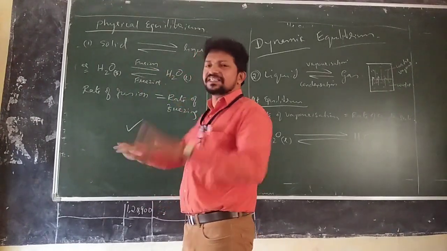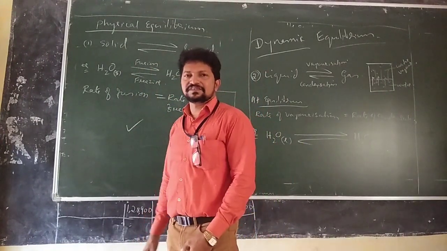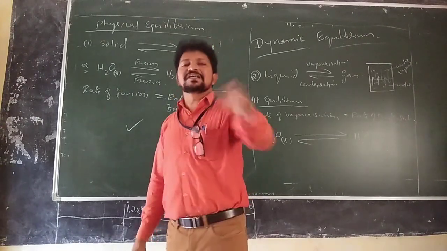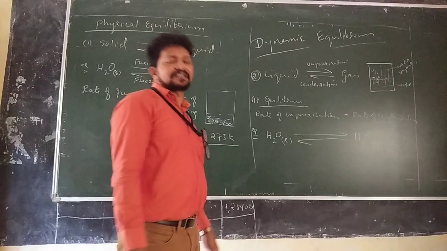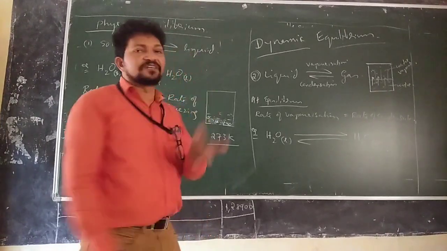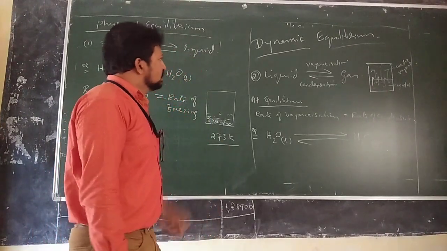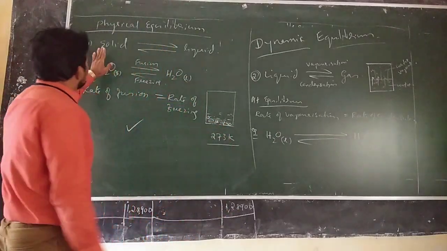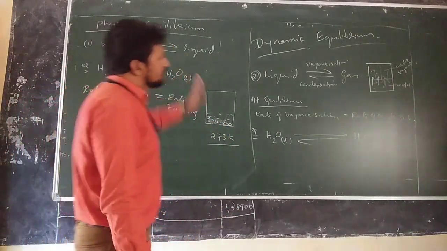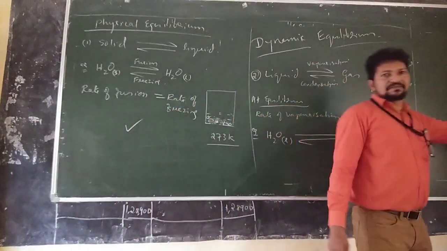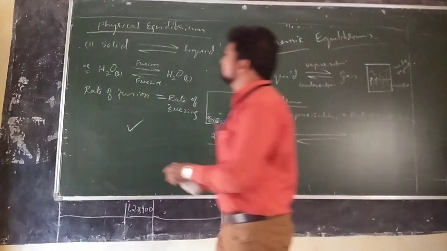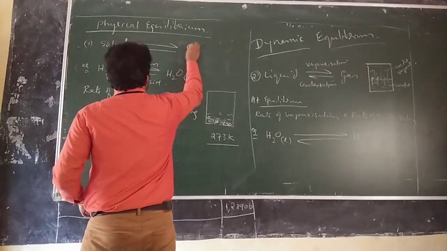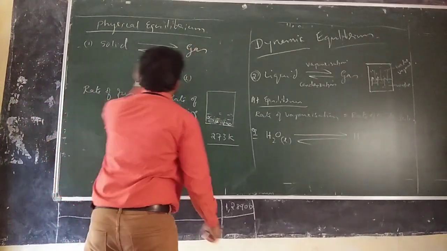Suppose it is 0 degrees, that will be at equilibrium. Equilibrium, we will learn in the future classes. Shifting of equilibrium I will teach. So 2 types of equilibrium I have told you under the heading physical equilibrium: solid to liquid, liquid to gas. And another example, solid to gas. This is another type of equilibrium, solid to gas.